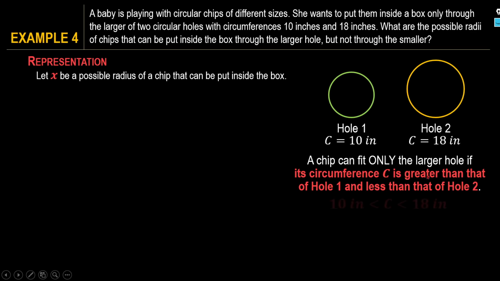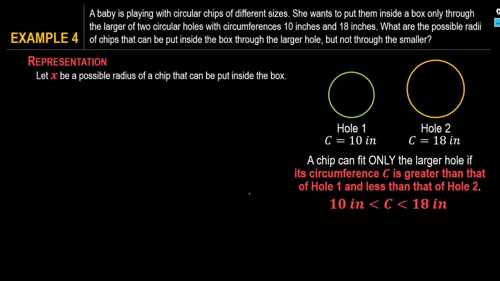And isn't that exactly this inequality? If the circumference of the chip is C, shouldn't it be greater than 10 inches and less than 18 inches? Inequality, di ba? But of course, although obviously it's an inequality we're dealing with here, we cannot write this inequality for our inequality after the representation. Why not? Kasi hindi ba natin dineclare kung sino yung C? We did not define what C is.